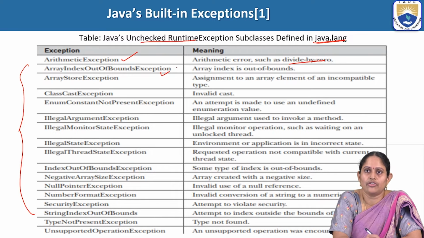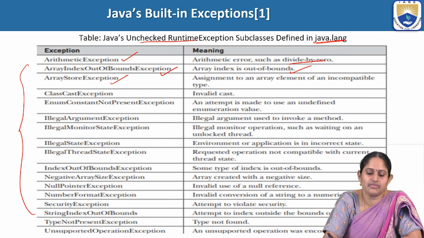Now, array index out of bound exception will be thrown when you try to access an element which is outside the bounds, outside the array index. For example, if we have an array of 5 elements and we are trying to access the 6th element, then it will throw an array out of bound exception.